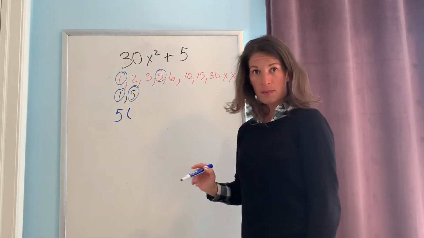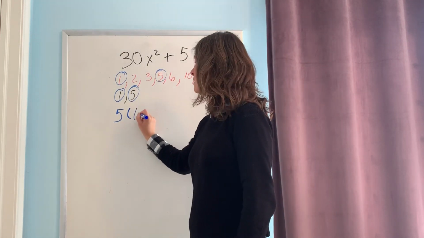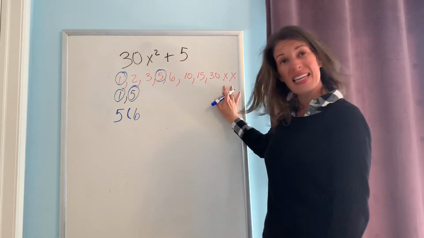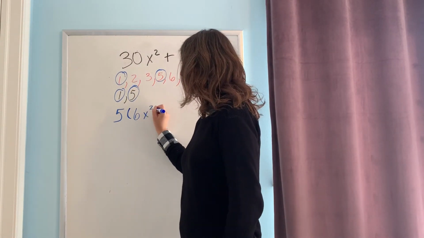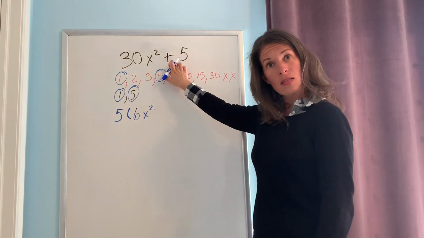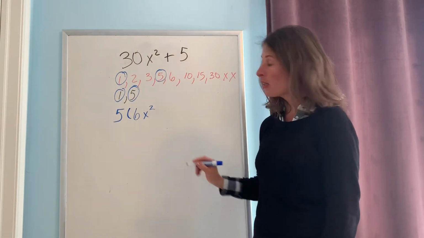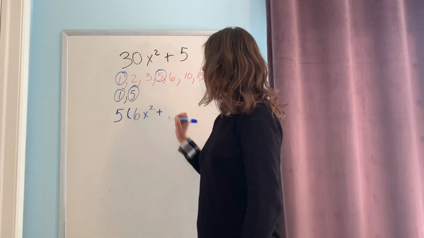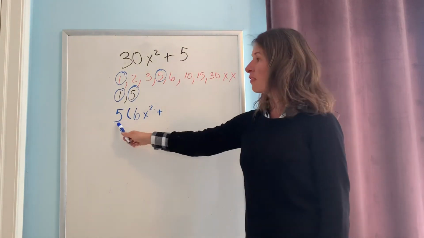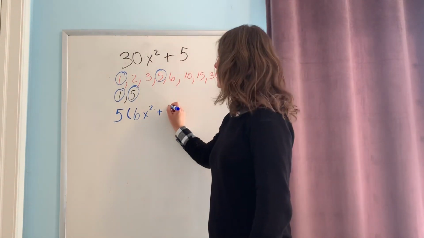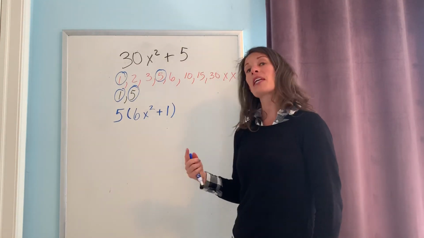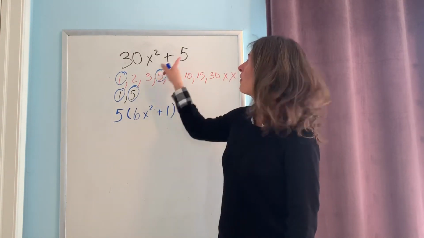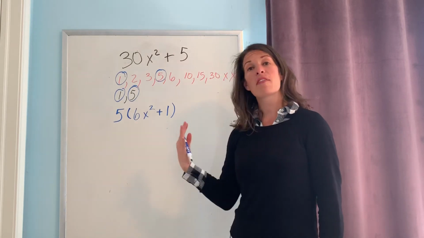30 divided by 5 is 6. I did not take out any variables, so that means I keep my x squared. This is a plus, which means that I have to have a plus. 5 divided by 5 is 1. So this one gets to be a little tricky because sometimes you might think the 5 divided by 5 and you don't have to put it there.